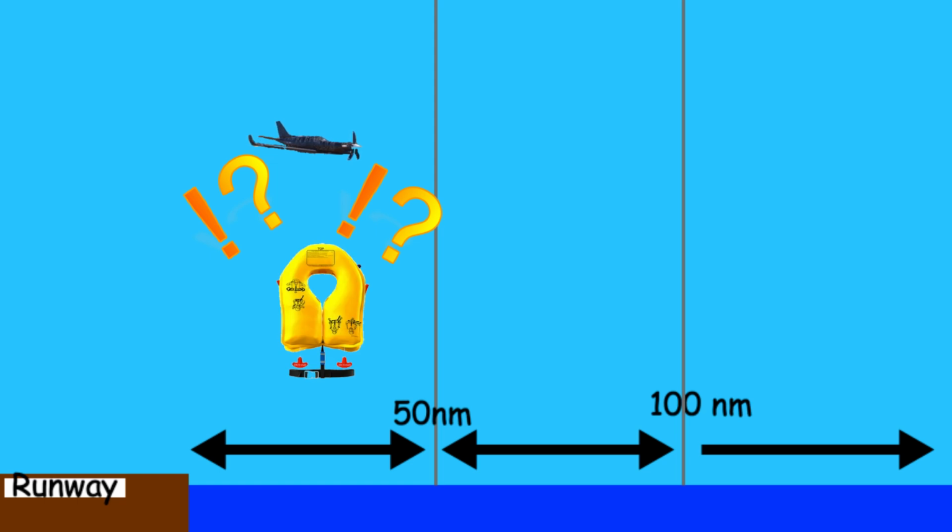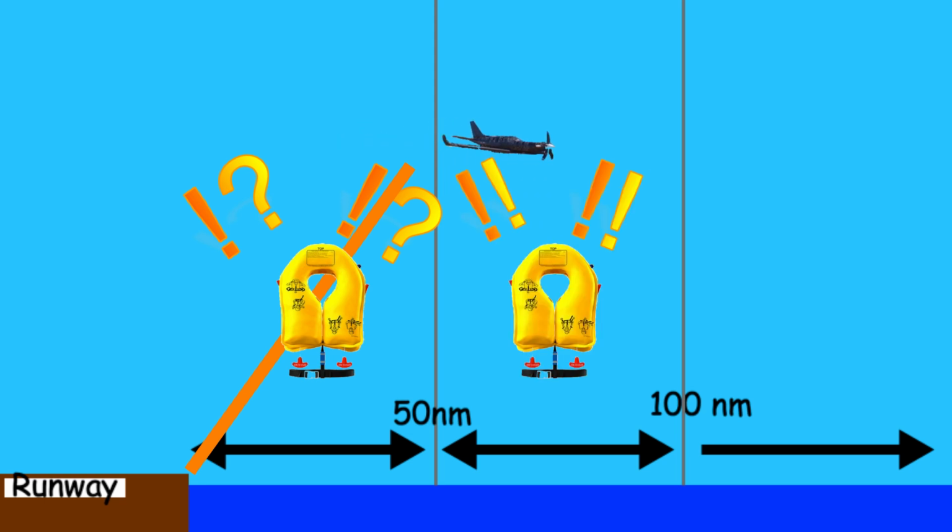jacket. If you are flying a land plane, you need to be at all times within gliding distance from the shore. If you are not, you need to have a life jacket for everybody on board. If you are at more than 50 nautical miles from the shore, you need to have a life jacket for everyone on board. It doesn't matter if you're in gliding distance or not from the shore.